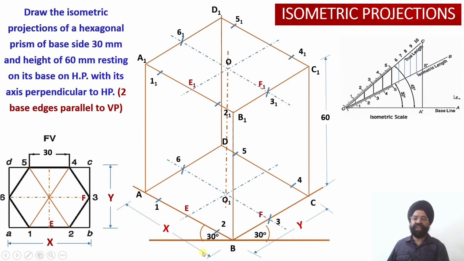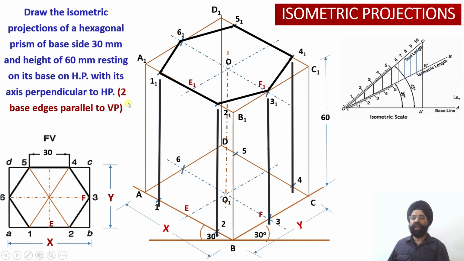So this is the direction of the observer. Now the top face will be visible to the observer under all situations. So please check: 1, 1', 2, 1', 3, 1', 4, 1', 5, 1', 6, 1' and 1, 1'. So this hexagonal shape has been joined.